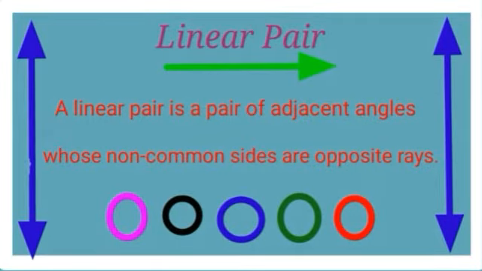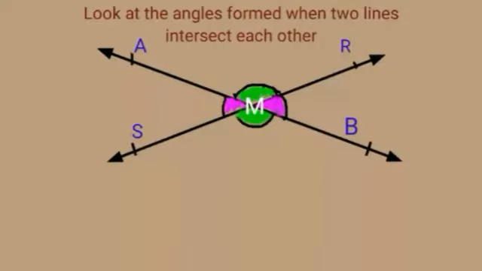And what do you mean by linear pair angles? A linear pair is a pair of adjacent angles whose non-common sides are opposite rays. Today, through this video, we are going to discuss the topic vertically opposite angles.